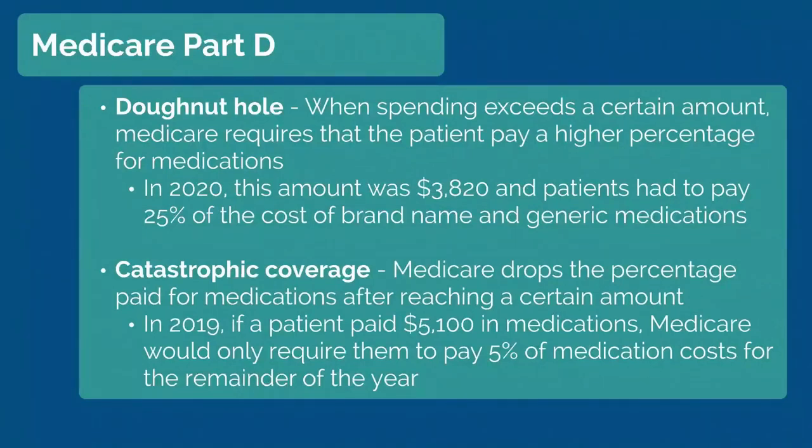Starting with the donut hole, when spending exceeds a certain amount, Medicare requires that the patient start to pay a higher percentage for medications. So in 2020, that amount was $3,820, and then patients had to pay 25% of the cost of brand name and generic medications. Then there's also catastrophic coverage. Medicare drops the percentage paid for medications after reaching a certain amount. So in 2019, if a patient had already paid $5,100 on medications, Medicare would only require them to pay 5% of medication costs for the remainder of the year.